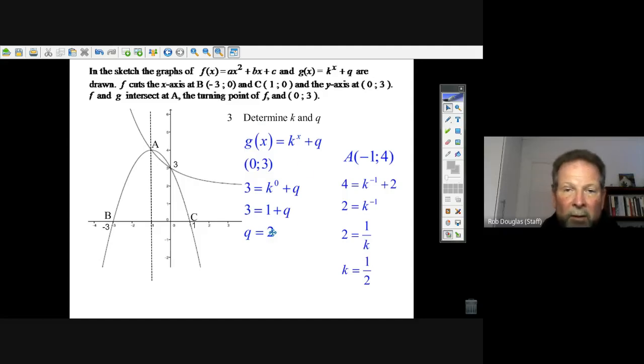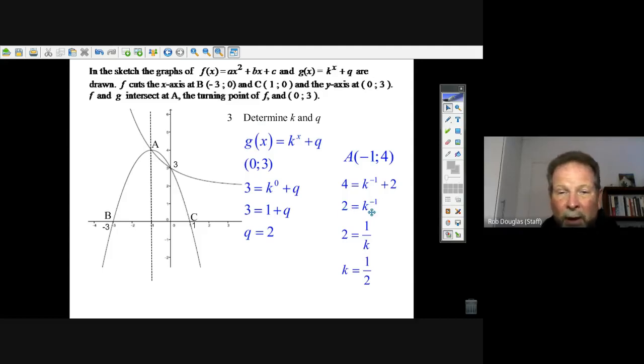Now that I've got q, I can put it in there. And I can substitute again because I know another point. x is minus 1 and y is 4. So instead of y, I put 4. Instead of x, I put minus 1. And now we're going to figure out what k is. So we take away 2 from both sides. k to the minus 1 equals 2.